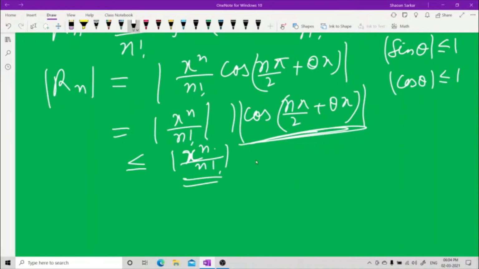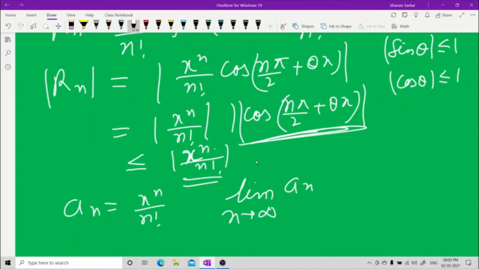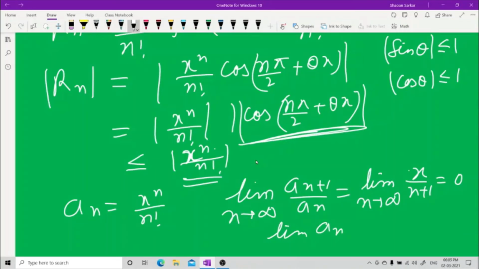Consider this as a_n, as in the earlier example: a_n is x to the power of n upon n factorial. Now using that concept of limit n tending to infinity of a_(n+1) upon a_n, you know this result already, I was doing it in the previous question. This comes out to be limit n tending to infinity x upon n plus 1, and this comes out to be 0. Therefore limit a_n is equal to 0.